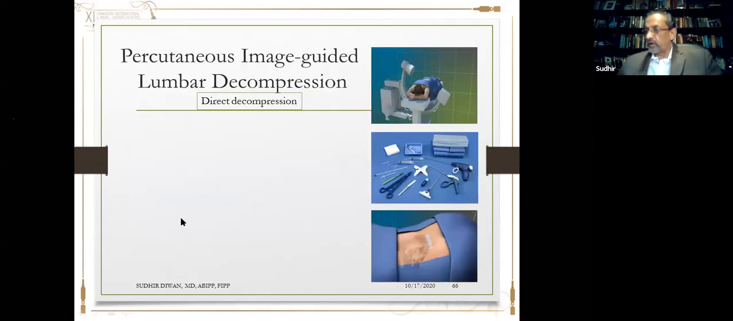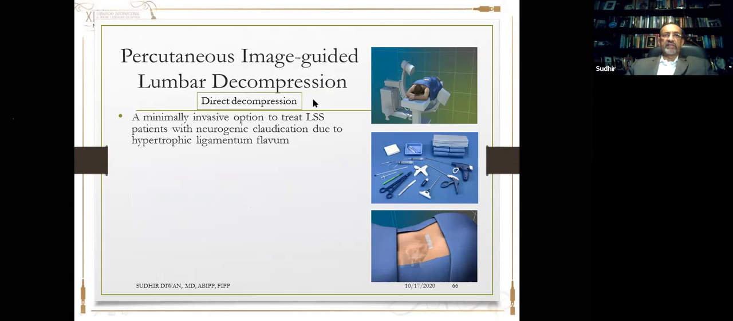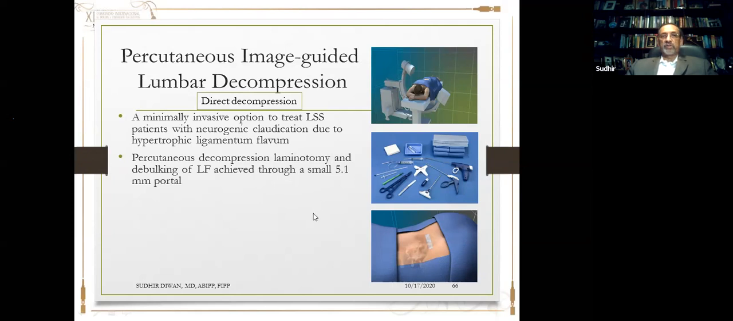Now, very quickly, I know I'm out of time, but I'm going to review percutaneous image-guided lumbar decompression. This is a direct decompression because you actually remove part of the ligamentum flavum through a very small portal. You pass the rongeur and the tissue forceps, and you remove part of the lamina and part of the ligamentum flavum. So it is a debulking and laminotomy procedure done through a simple 5.1 millimeter portal.